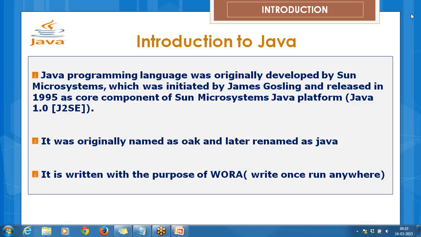The most powerful thing about Java is that it is written with the purpose of WORA, that is, write once, run anywhere. So Java is a powerful language. You can write the program on any platform and you can run it on any platform. How does it work? It is so flexible because of the architecture of Java.